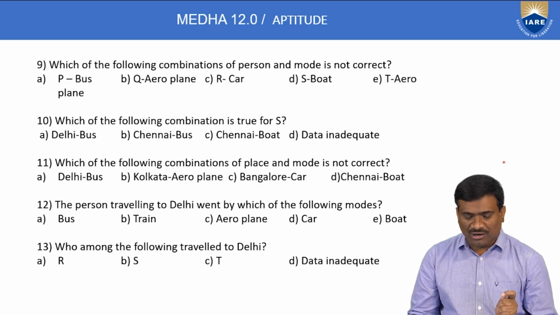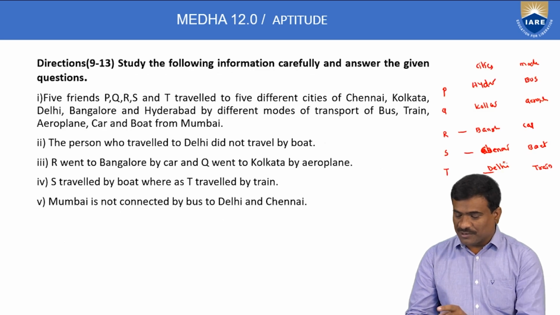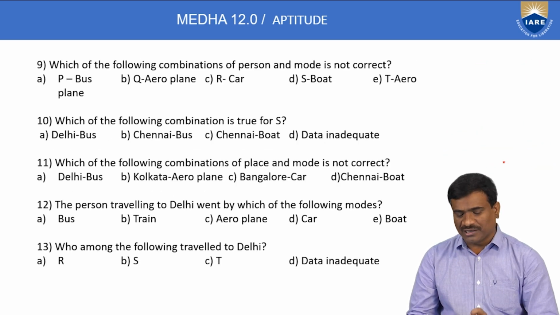The next question, number 9: which of the following combinations of person and mode is not correct? A: P bus, correct. Q aeroplane, correct. R car, correct. S boat.